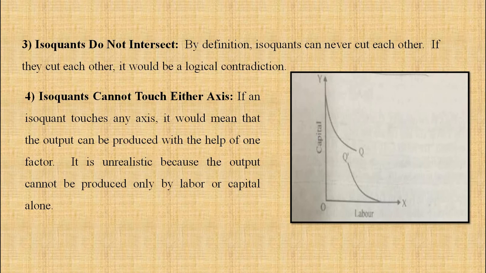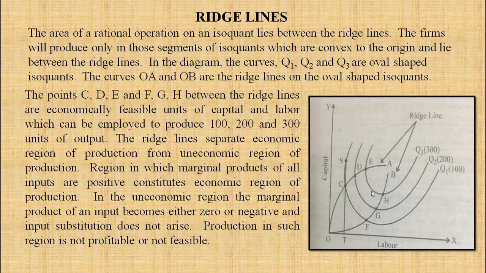Isocosts cannot touch either axis. If an isocost touches any axis, it would mean that the output can be produced with the help of only one factor. It is unrealistic because the output cannot be produced only by labor or by capital. So isocosts cannot touch either the x-axis or the y-axis. These are the four properties.